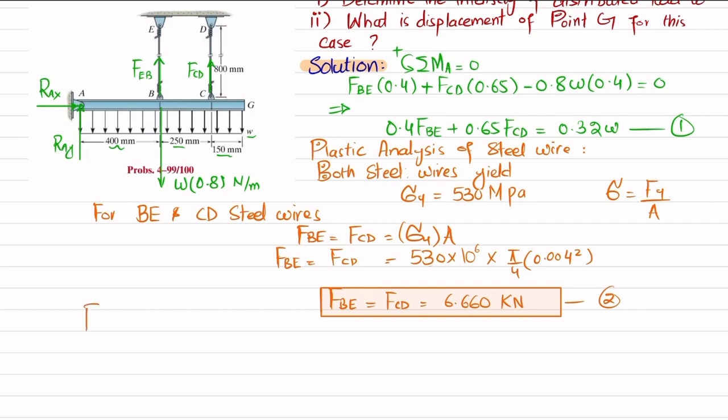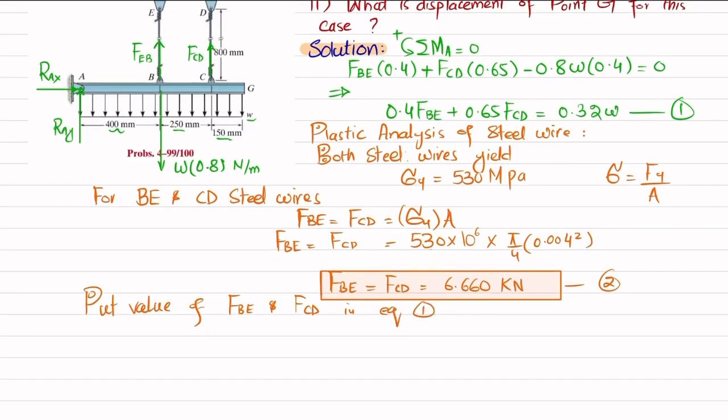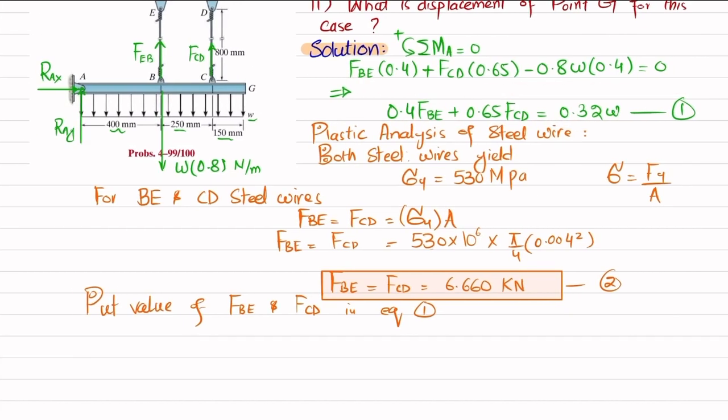So put the value of FBE and FCD in equation number 1. So this is your equation number 1. You can see this is your equation number 1. So when you put the value, you will get this W.